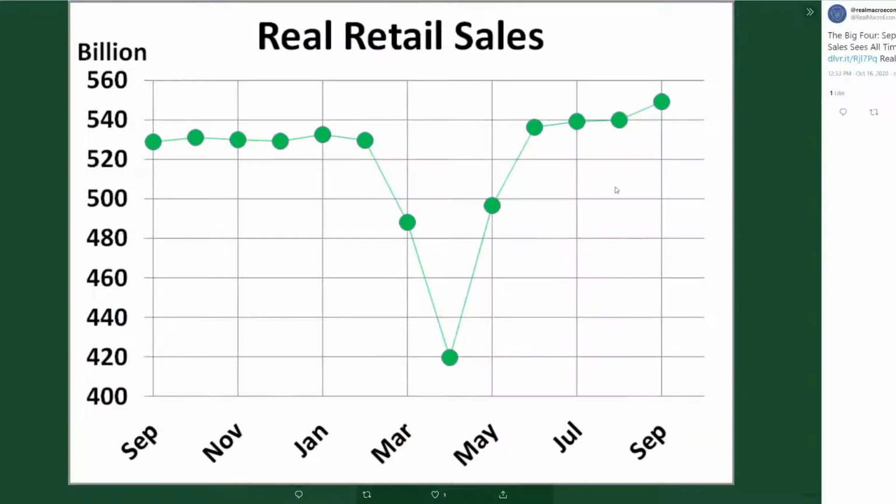All right. Let's talk about retail sales. This is one of the big four. When you get pent up demand, you're going to see retail sales rise. When you get stimulus, helicopter money, you're going to see retail sales rise. It doesn't mean anything.